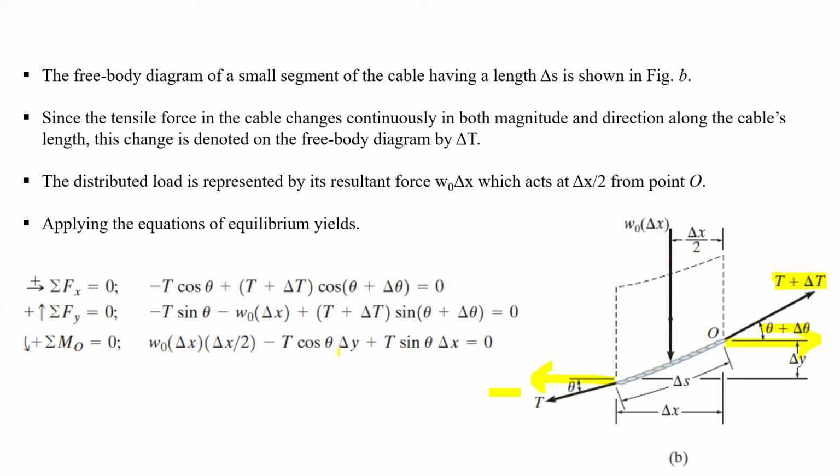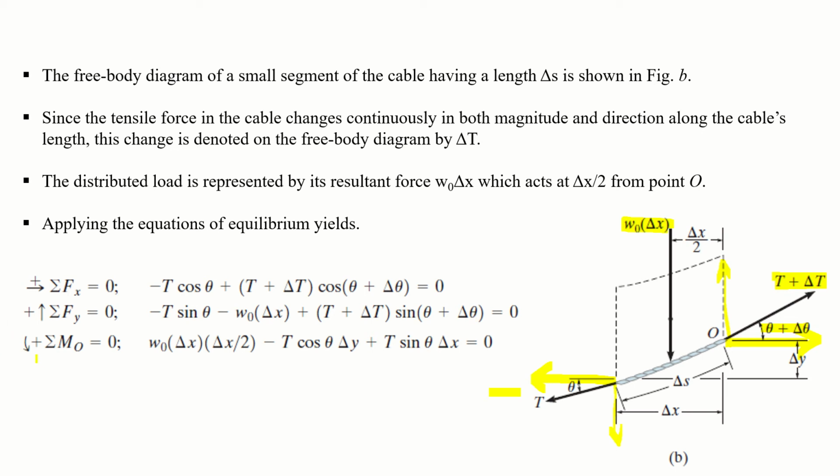The second is summation of Fy. This is your first force in the y direction, this is your second force, and this is your third force in the y direction. So minus T sine theta, see, it is downward, so it is minus. This one is plus, so it is upward. Also this is downward, so this is minus. Minus w naught into delta x plus (T plus delta T) into sine (theta plus delta theta).